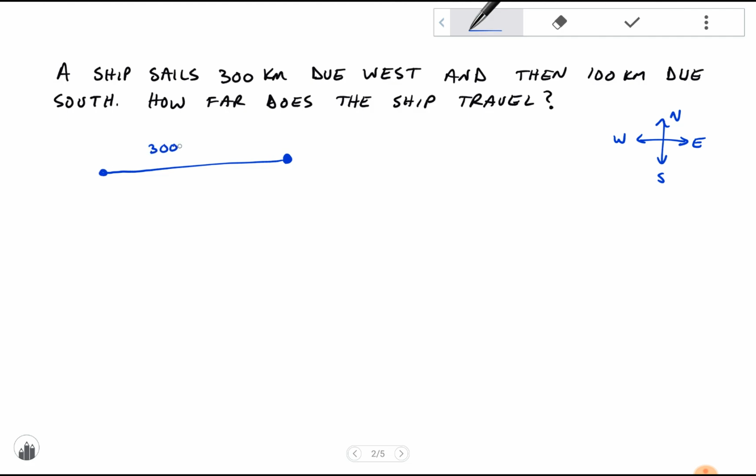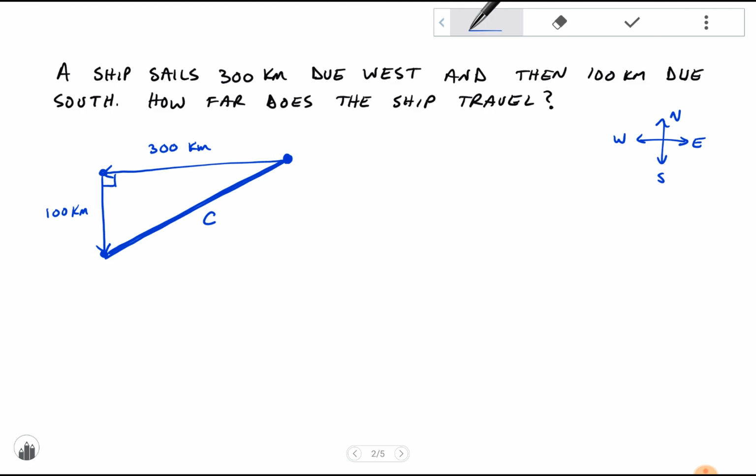So this is 300 kilometers. We then go 100 kilometers due south. So that is maybe something like that. 100 kilometers directly down. So we started here, and then we ended up here. So how far does the ship travel? Well, the ship started here and ended here, so we ended up going like this. This distance here in the big fat blue line is how far we traveled. So we can label that C because it is the hypotenuse of this right-angled triangle.